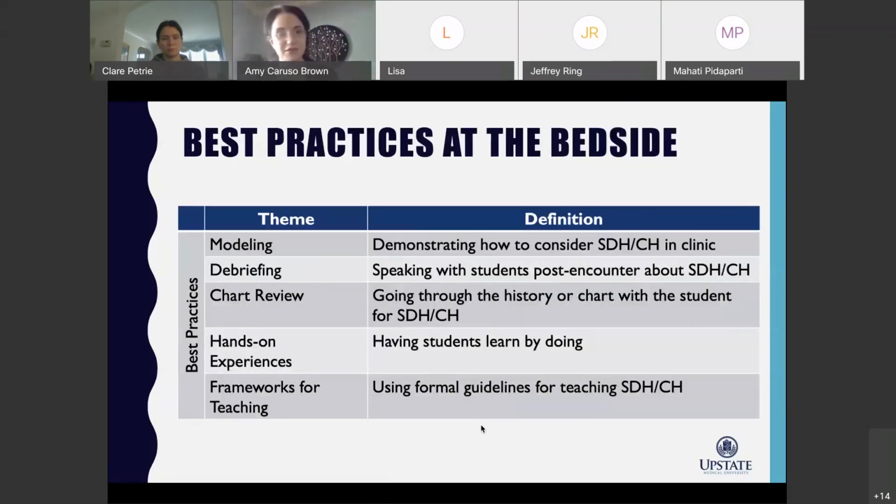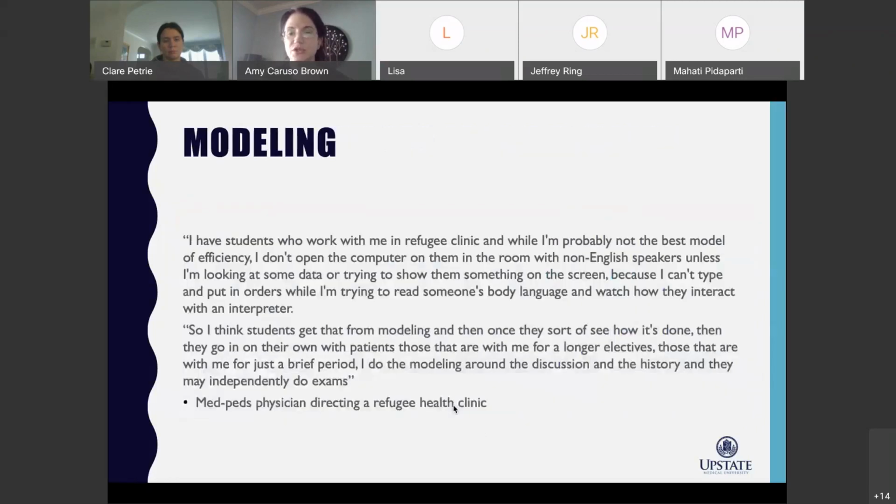This is the best part. So these are the best practices that faculty came up with. And they grouped into 4 themes: modeling, debriefing, chart review, hands-on experiences, and frameworks for teaching. So the idea behind modeling was really that students learn from watching us do this well. So this was from a MedPeds physician who directs our refugee health clinic. And she said, "I have students who work with me in refugee clinic.